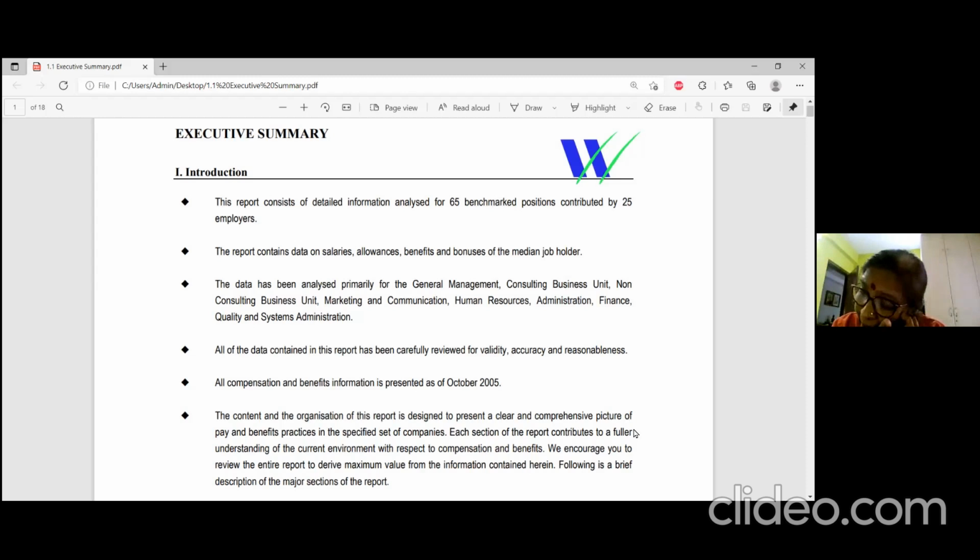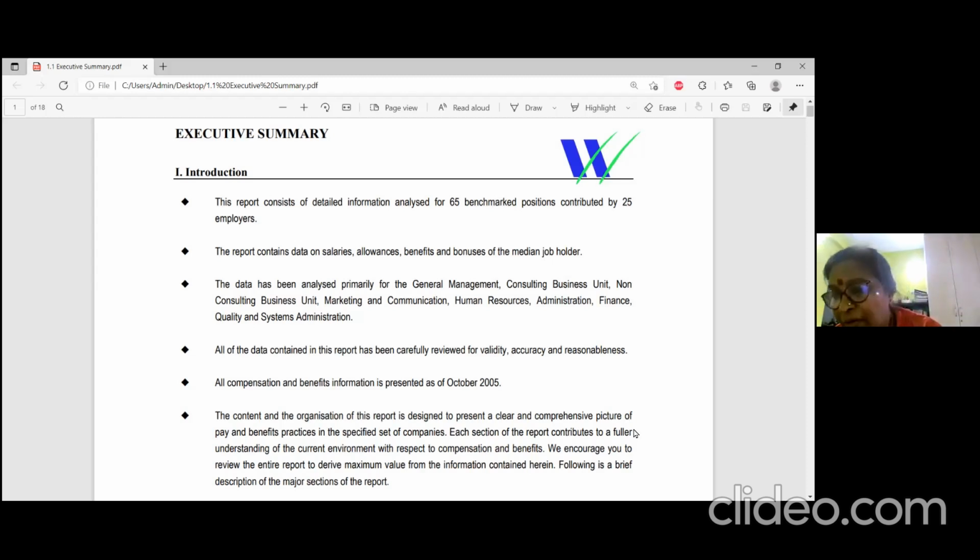And also you can quickly call up some people for critical positions. You can do that by calling up organizations, or you can talk to placement consultants and get data. So these are the various methods of getting data.